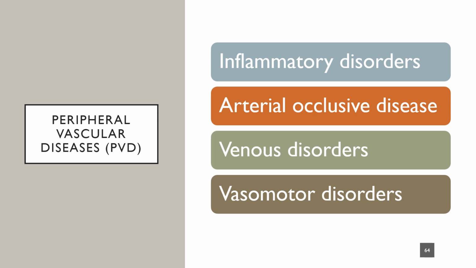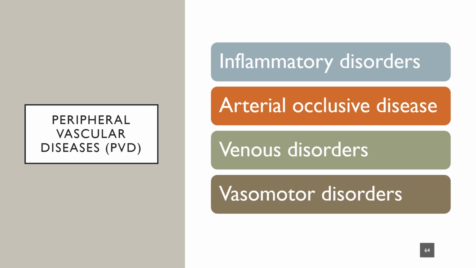Clinical manifestations of arterial peripheral vascular disease: intermittent claudication, which is cramping pain with exertion relieved by rest; rest pain, which is in severe cases and is worse at night and relieved by dangling the leg; cool, pale, or cyanotic extremities with diminished pulses; non-healing ulcers or gangrene.